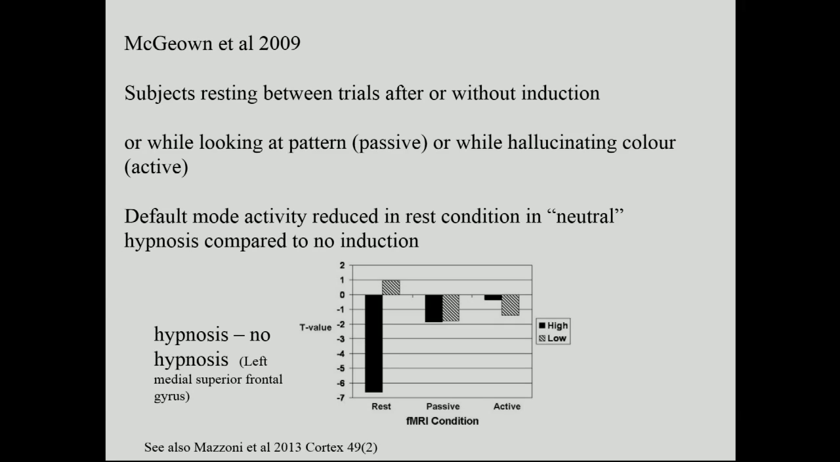Passive is when they're looking at the checkerboard patterns, but nothing's been suggested to do with them. You're not draining colour, you're not adding colour, you're just looking at them. And active is when you're draining or adding colour. You're actually doing something hypnotically. Some hypnotic suggestion is in play.